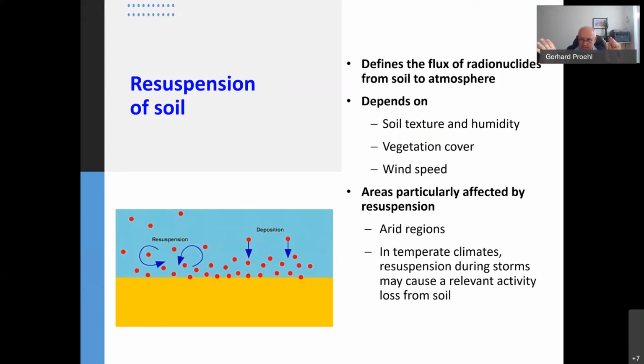Therefore, areas which are mostly affected by resuspension are dry, arid regions. In temperate climates, resuspension is not so important, but there are from time to time events during storms which may cause really a relevant loss of activity from soil.